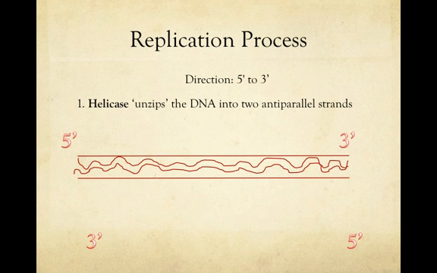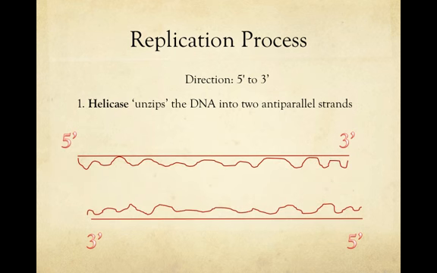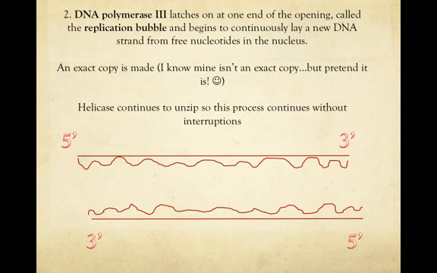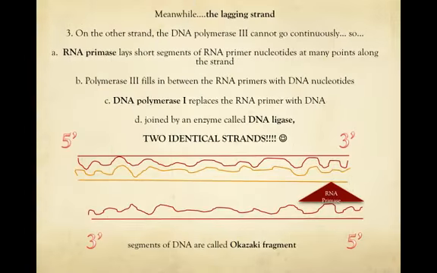So the replication process for DNA goes in the 5' to 3' direction, and helicase first unzips the DNA into 2 antiparallel strands. After that, the DNA polymerase III latches on at one end of the opening, called the replication bubble, which is on the 5' end, and begins to continuously lay new DNA strands from free nucleotides in the nucleus. And helicase continues to unzip, so the process continues without interruption. And on the other strand, it's not that easy. It's called the lagging strand.